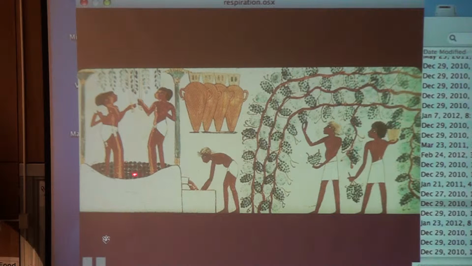Stomping on the grapes right here, and then the grape juice comes out here. And there are some yeast that are naturally present on the skins of the grapes, and so they don't have to add the yeast. All they do is take the grape juice and put it inside these clay urns right here, which are anaerobic environments, and then the yeast do their anaerobic respiration, and you get wine out of the grape juice. And this is 5,000 years ago, and really not much has changed.